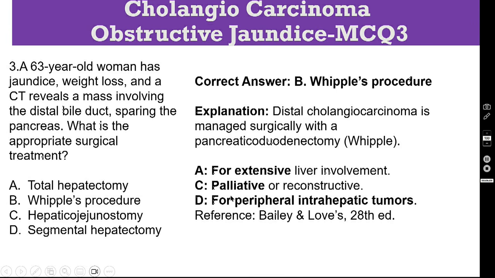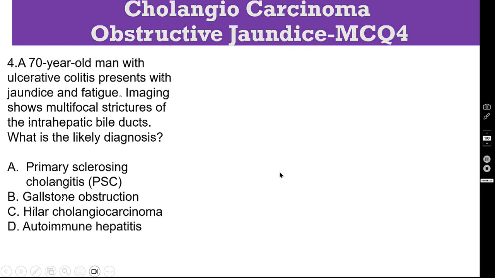Total hepatectomy is only for extensive liver involvement. Whipple's procedure is the correct answer. Hepaticojejunostomy is a palliative or reconstructive procedure. Usually we do hepaticojejunostomy in a Kasai procedure. And segmental hepatectomy is done for peripheral intrahepatic tumors. The reference is Bailey and Love, 28th edition.